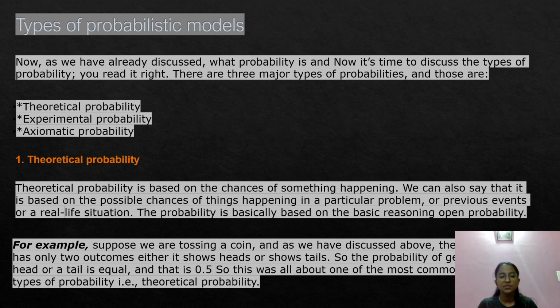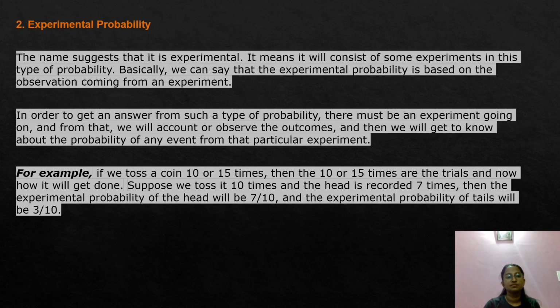One of the examples is, suppose we are tossing a coin, like we saw in the previous example. We are tossing a coin, and as we have discussed above, a single coin has only two outcomes. Either it shows heads or it shows tails. So the probability of getting a head or a tail is equal, and that is 0.5. So this was all about one of the most common or basic types of probability, that is theoretical probability.